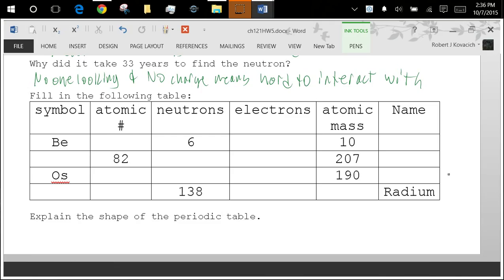Beryllium's atomic number is 4. So if I've got an atomic number of 4, I have 4 protons, which means I have 4 electrons since I'm an atom. And then this guy's mass is 4, so this is beryllium.